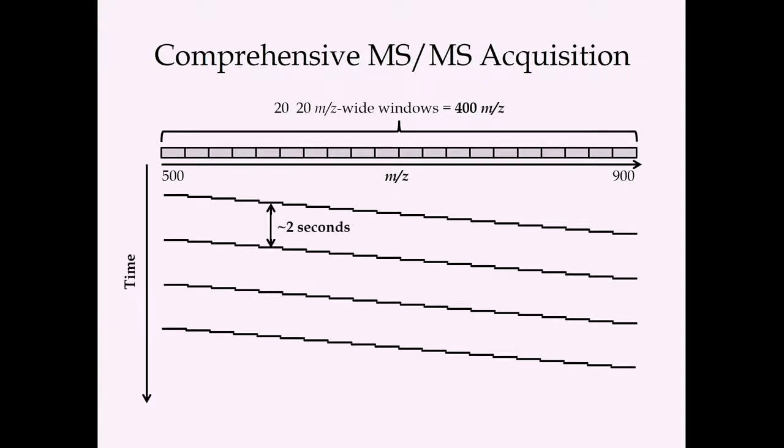Another critical component to this is that we need to make sure this is occurring at a frequency that enables us to collect data across a chromatographic peak. So if you have a 30-second wide chromatographic peak, you're sampling it 15 times across the peak.